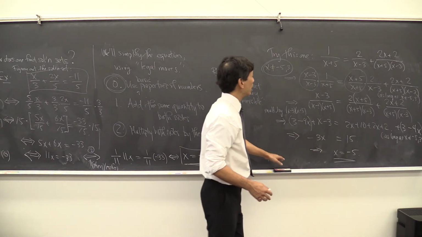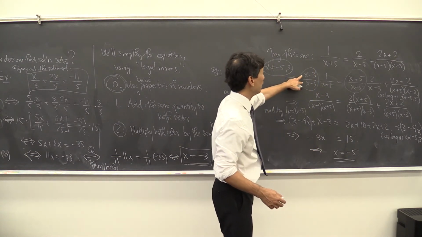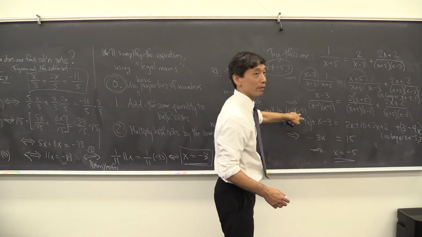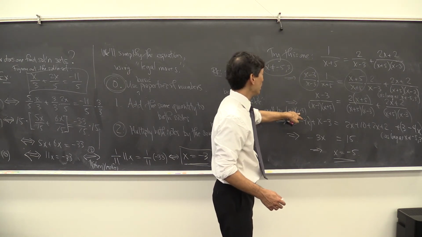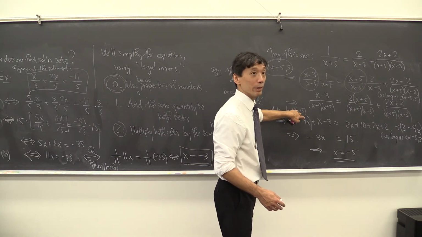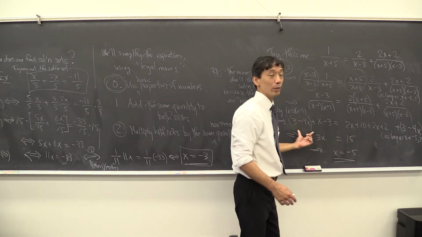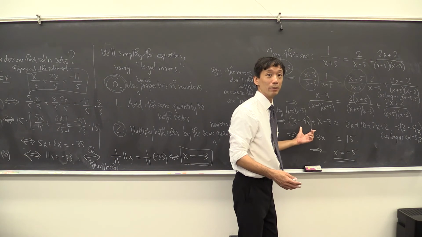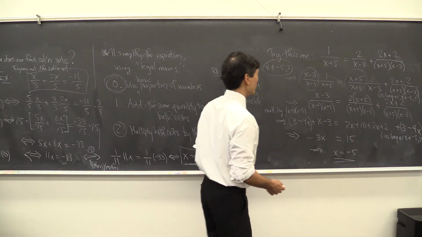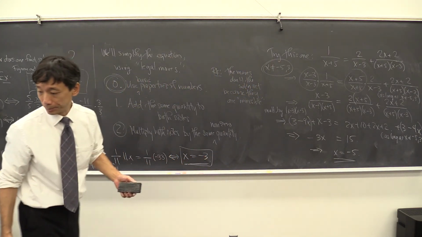So you have to be a little bit cautious when you're multiplying by things involving the variable, because you could be multiplying by 0. If x were -5, then what we did here was multiplying both sides by 0, and that's problematic.